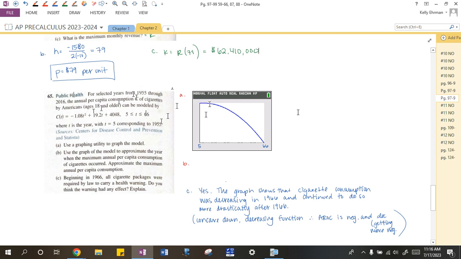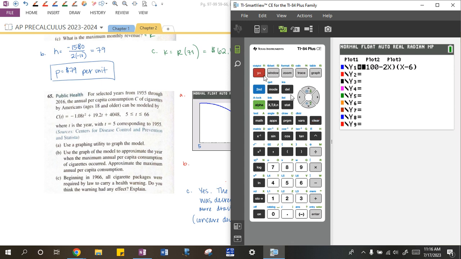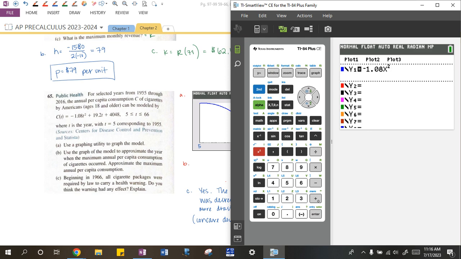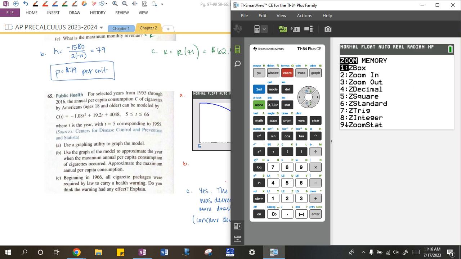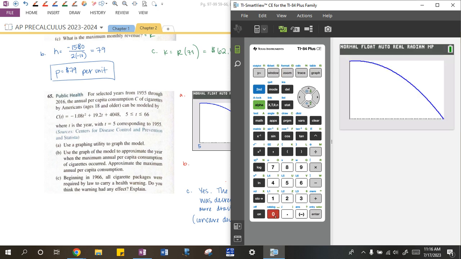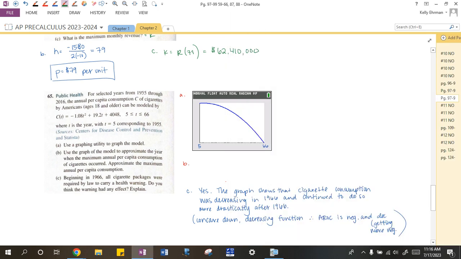Okay, so use a graphing utility to graph the model. So to get this graph, I went into y equals and typed in the equation, negative 1.08 x squared plus 19.2 times x plus 4,048. And then they give you a domain. So in your window, make x min 5, x max 66, and then zoom fit, which is zoom 0. And I got that window. Okay, so graph it, done.